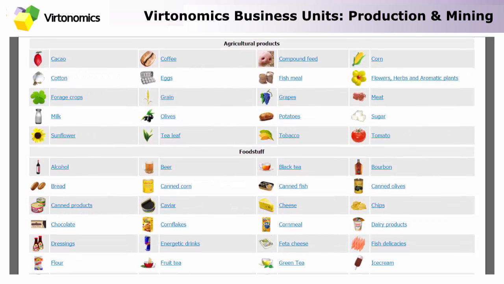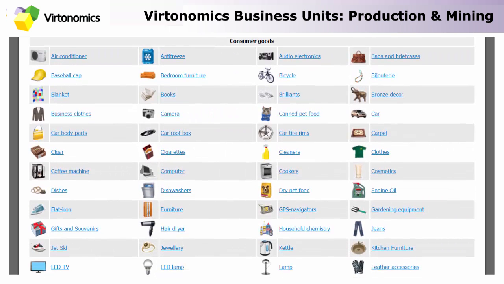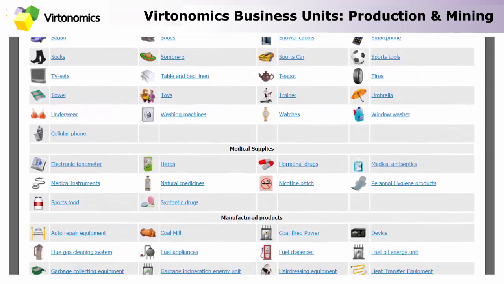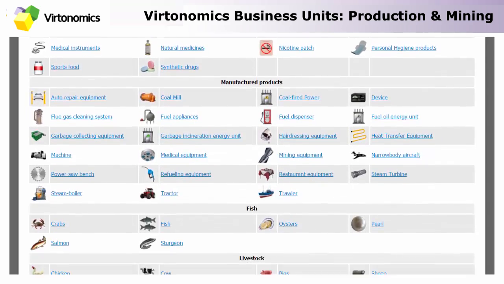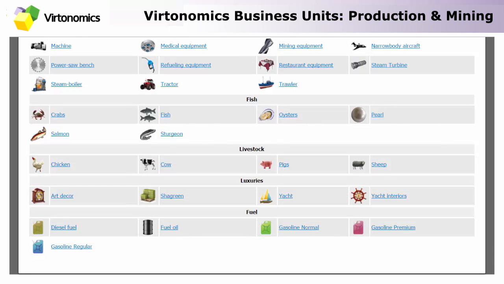Foodstuff is also created in factories. However, the natural resources for them are provided by agricultural companies. Consumer goods as well are created in factories, and they are directly used to sell to the final consumers, as well as medical supplies, manufactured products, fuel.